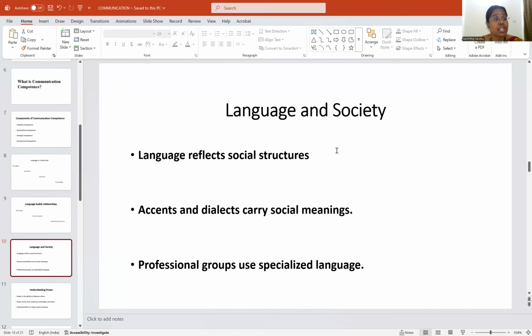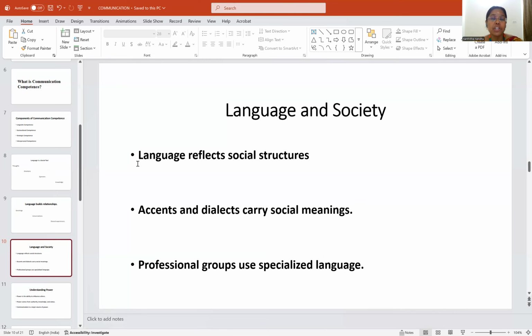Language reflects social structures because differences in language often reveal social positions, educational backgrounds, and cultural affiliations. Next, accents and dialects carry social meanings. People frequently associate accents with intelligence, credibility, or social status. Sometimes that becomes highly unfair. So it is all the more important to have a neutral approach towards the listeners in conveying the information.